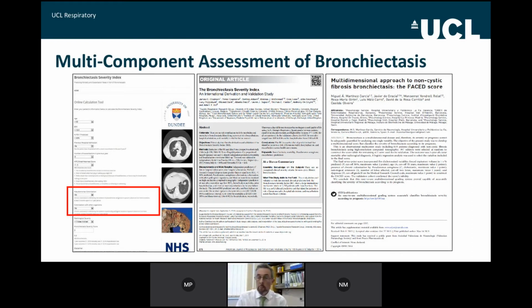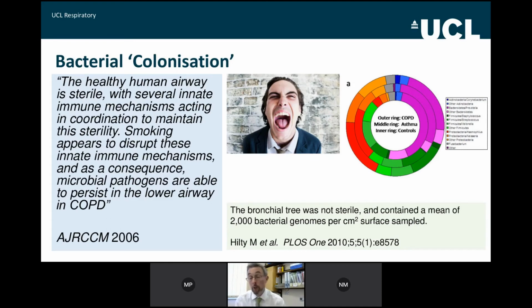A word next on the multi-component assessment of bronchiectasis, or severity scoring, if you like. And there are 2 competing ways to do this. One is called FACED, F-A-C-E-D. The other is called the Bronchiectasis Severity Index, or BSI. Probably the BSI is in more common use. It has an online calculator enabling you to work the score out, and the score is predictive of exacerbations and hospitalizations. And in particular, it asks about the nature of sputum bacteria, and particularly the finding of Pseudomonas in sputum.